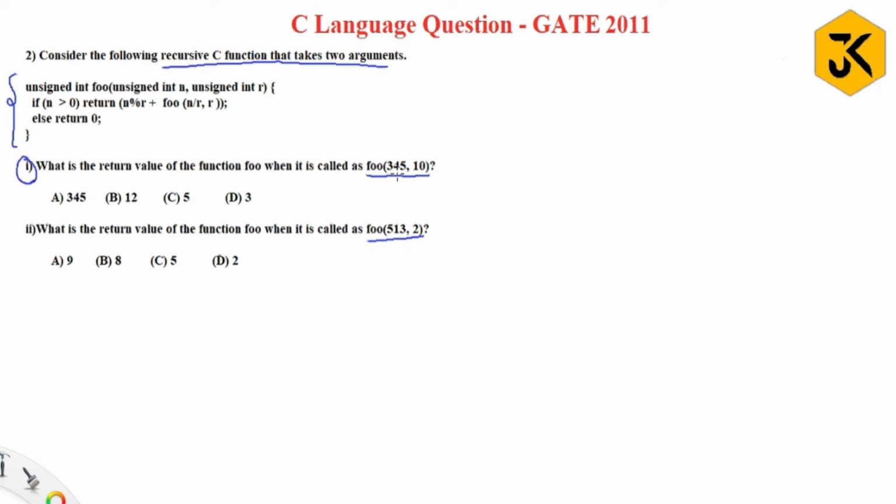When it is calling the function foo(345, 10), it is passing two parameters, 345 and 10. Automatically it will initialize n with 345 and r with 10. And if n greater than 0, if 345 greater than 0, then it is going to return n modulus r. What is n modulus r? n modulus r you will get as 5 plus foo of n by r. n by r is what? 345 by 10 you will get 34, comma 10.